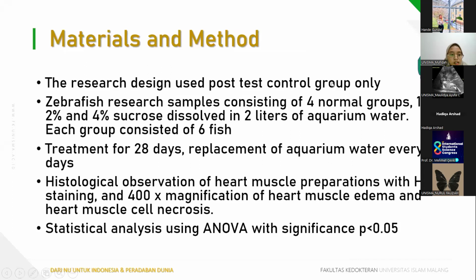Materials and methods. The research design used is post-test control group only. In this design, there are two types of groups, namely the control group and the experimental or treatment group. The zebrafish research sample consisted of 4 groups: normal, and 1%, 2%, and 4% sucrose dissolved in 2 liters of aquarium water. Each group consists of 6 fish. The sucrose solutions were made by dissolving 20 gram, 40 gram, and 80 gram of pure sugar or sucrose into 2 liters of water so that concentrations of 1%, 2%, and 4% were obtained.